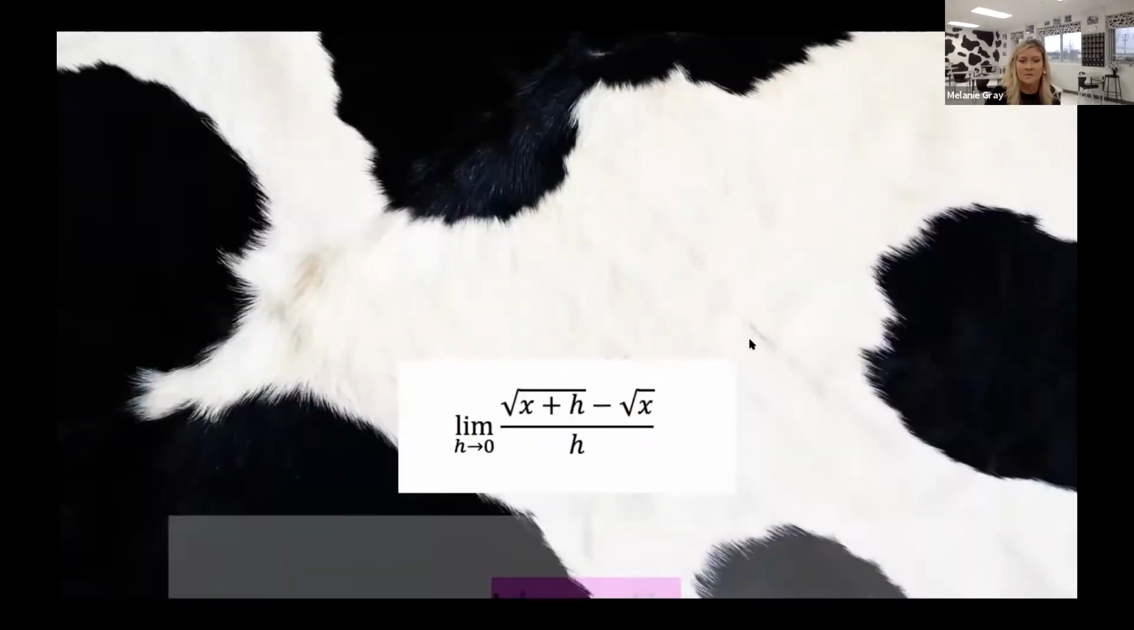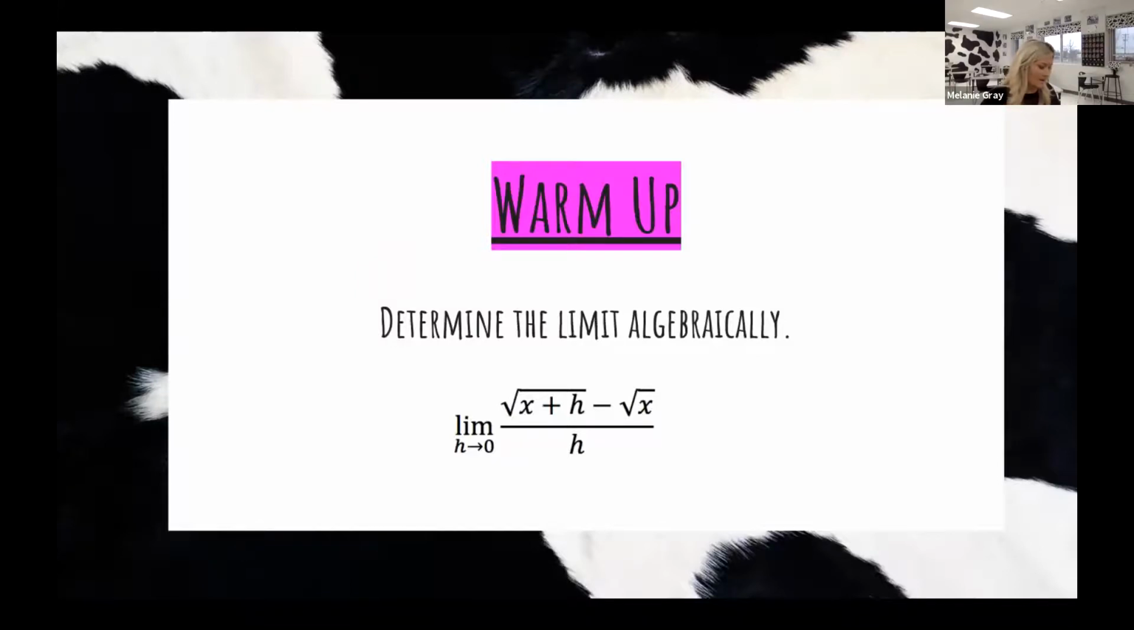So here's your warm up. We're going to do another limit problem. We're going to determine this limit algebraically. So you're finding the limit as h approaches 0 of the square root of x plus h minus the square root of x, all over h. And we want to find that algebraically. If we do direct substitution here, you'll see that when you sub in 0 for h, you're going to get 0 in the numerator and of course 0 in the denominator.